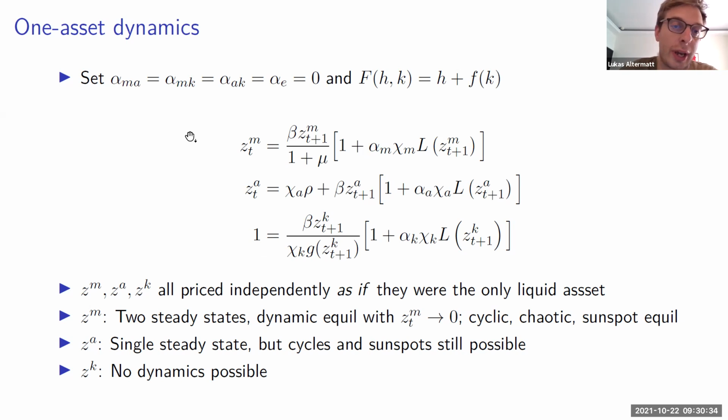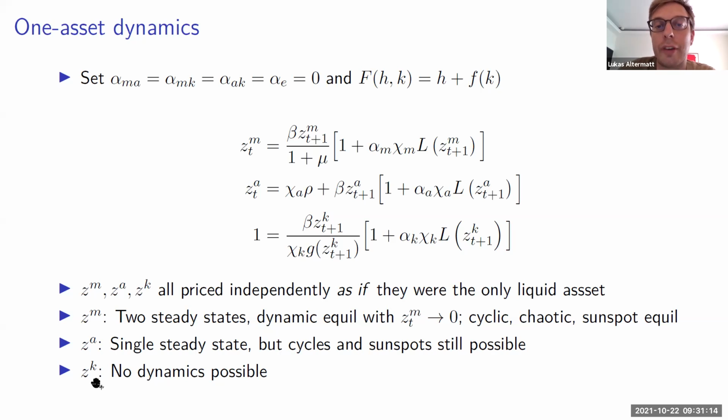Under these configurations, we can retain standard results. For example, for money, we can show that there are two steady states, one where money has a positive value and one where money has a value of 0. There can be dynamic equilibria where the value of money goes to 0. There can also be cyclic, chaotic, and transport equilibria. These results are known in the literature. Same for assets. Assets have a single steady state because of the positive fruit. There's no case where the asset value goes to 0, because the asset pays this fruit, this dividend. But still, you can have cycles and sunspots for assets.